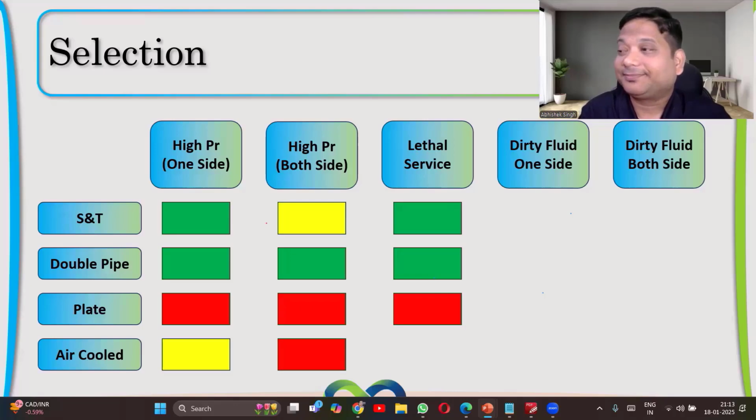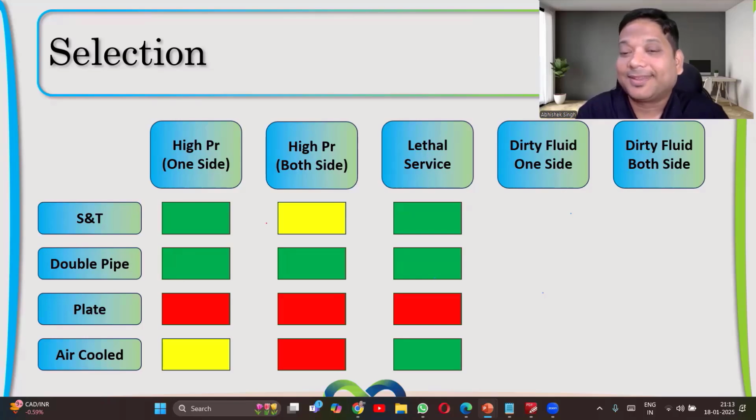Air cooled. What about air cooled? Header and tubes. There is no problem of leakage, isn't it? One side is air, other side is completely compacted, okay, with tubes and header. There is no problem of leakage. So it's again green. Air cooled can be selected for lethal services. There is no problem. Okay, it's a very good option.